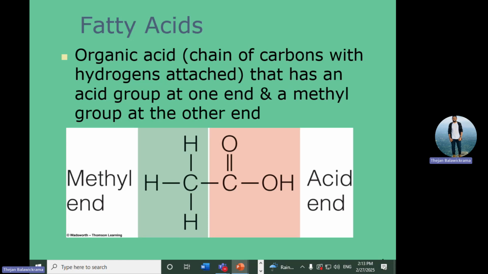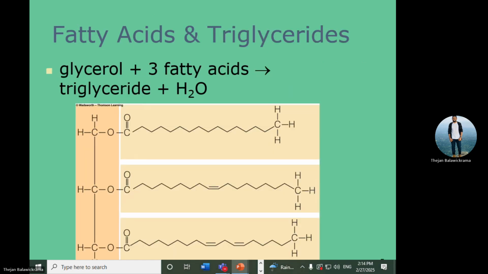All right. One side must be a carboxylic acid group. The other side must be a CH3 group. And the length of the carbon chain in between could vary. The two ends must be constant. All right. Just have a look at this diagram.